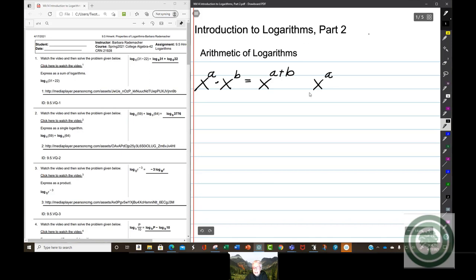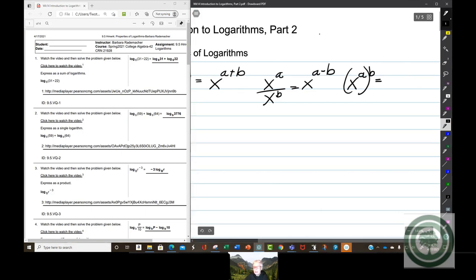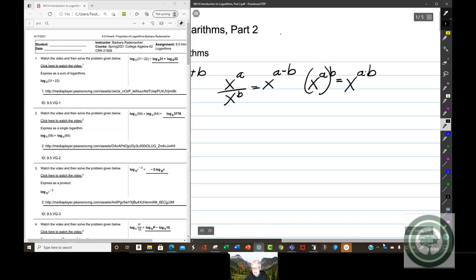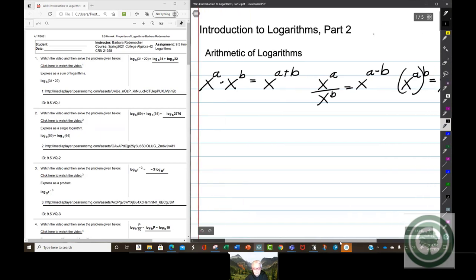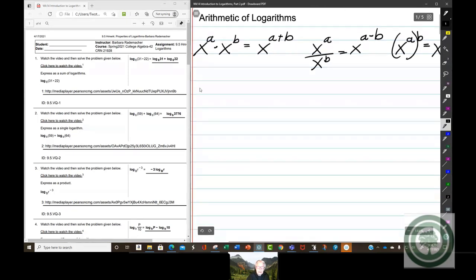X to the A over X to the B equals X to the A minus B. And X to the A raised to the B equals X to the A times B. And you mean there's more? Yeah. A base raised to the 1 power is just the base. And a base raised to the 0 power is 1.